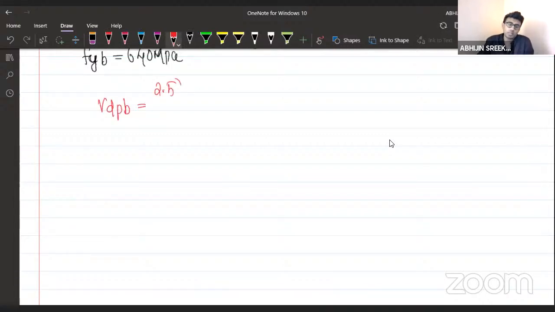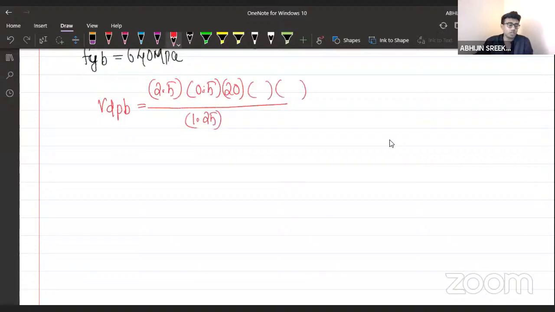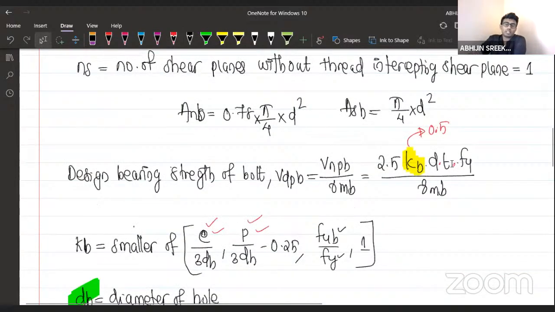Tell me the value. 2.5 into the KB value, which is obtained as 0.5. The diameter of the bolt is 20, divided by gamma MB, which is 1.25. What are the remaining terms? I need the value of T and I need the value of Fu. I need you people to give me the answer for this.